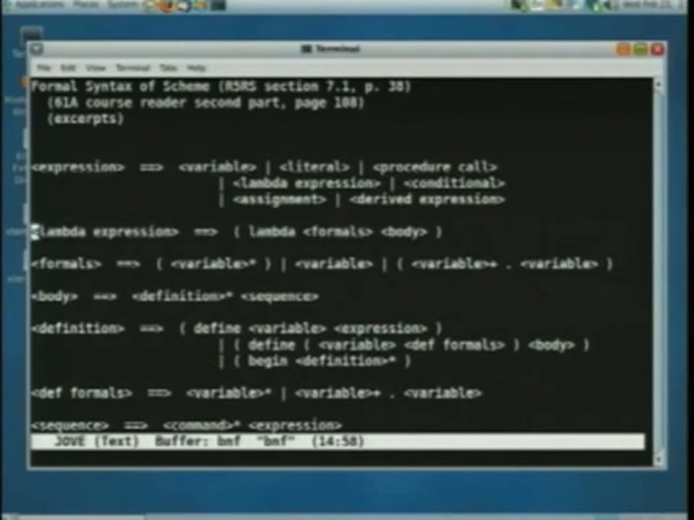So the things in angle brackets, less than, greater than, those are sort of meta variables. They're not Scheme variables, they're formal syntax variables about Scheme. So we have to know what formals and body means. Formals is the formal parameters of the procedure, and it consists of open parenthesis, followed by 0 or more variables. And the 0 or more is what this asterisk means, followed by a closed parenthesis.